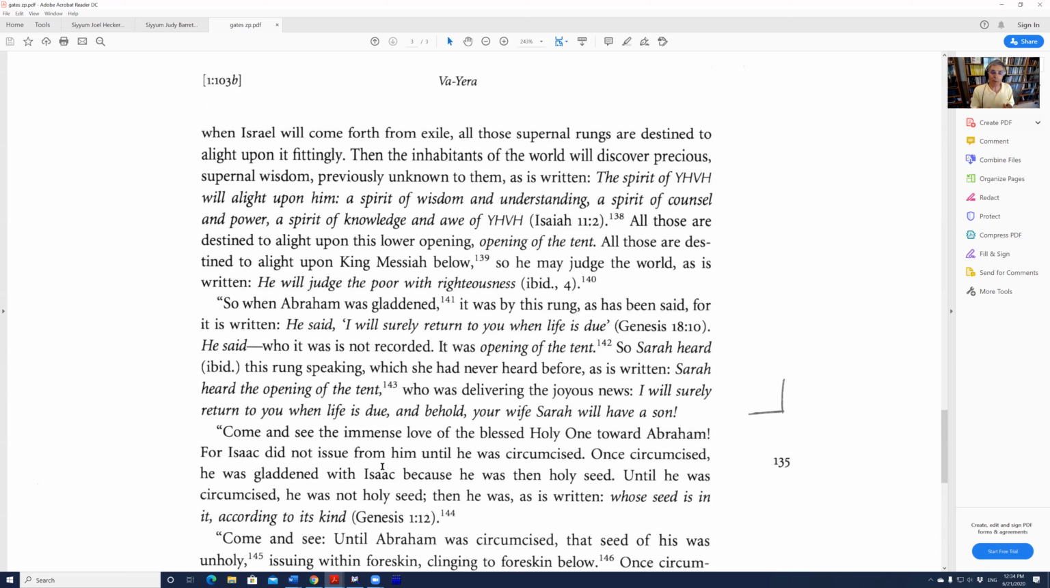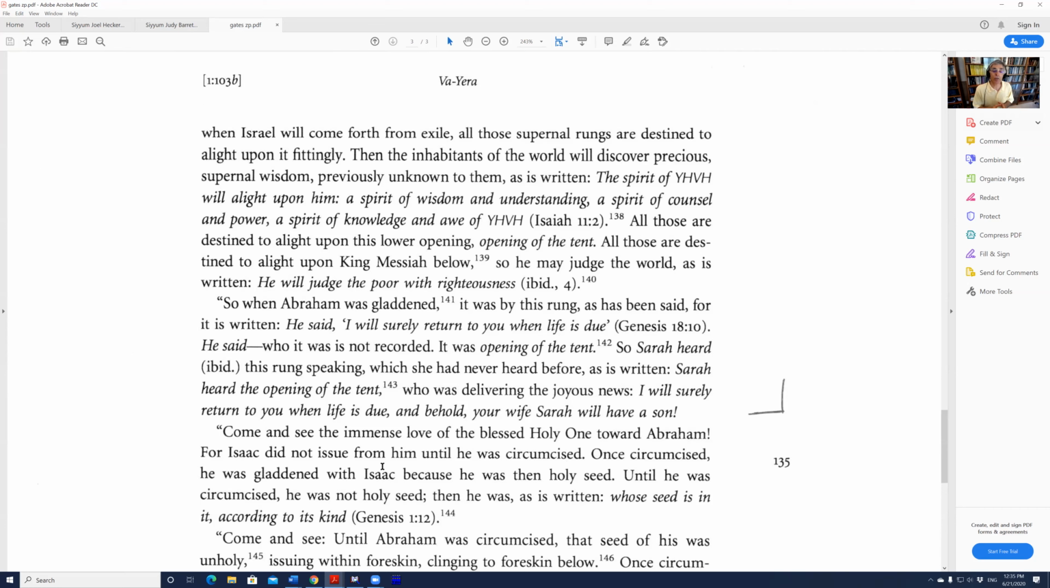You recall that Abraham encounters 3 messengers, and the text in the Torah switches between the singular and the plural when it's describing those messengers. This particular verse has the singular, he said. Well, which one of the 3 messengers said this? Who delivered the news? He said, who it was is not recorded. It was the opening of the tent. It was Shekhinah herself. She is the opening of the divine realm, and she delivered this news.